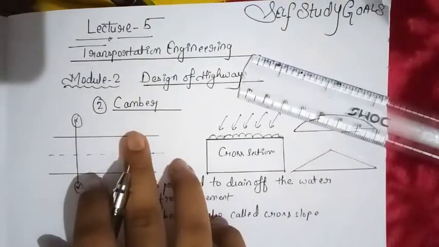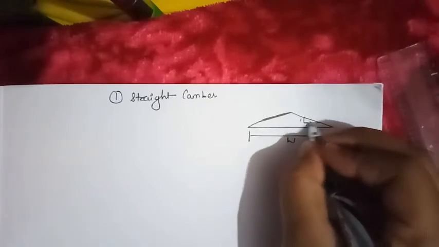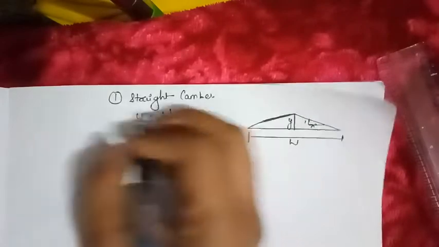So there are some types of camber. We will see all of them one by one. First one is classified as a straight camber. What is a straight camber? If this is any pavement and the slope is provided in this way, straight way, this is known as the straight camber. W is the width of the pavement and N is the slope of the camber, and this is the height Y. So the height Y is equal to W by 2N.